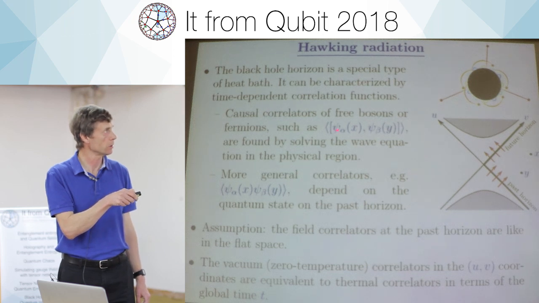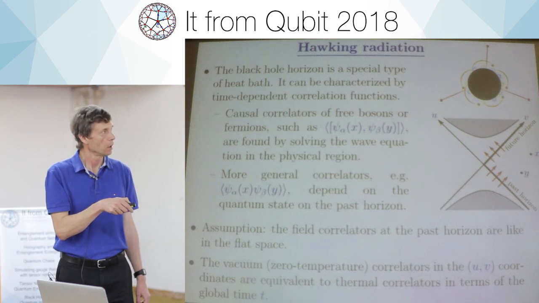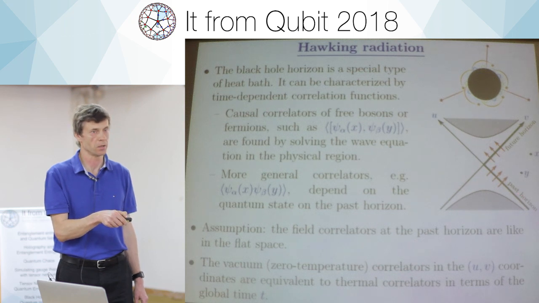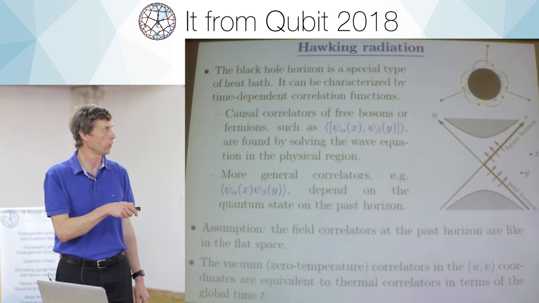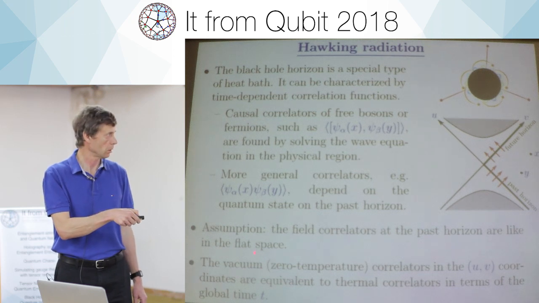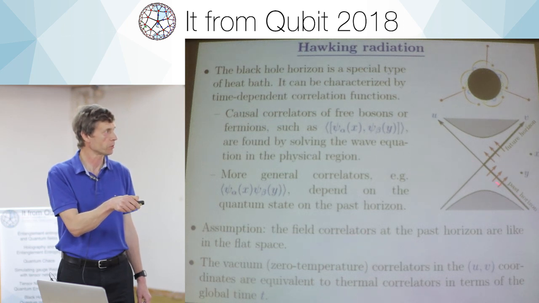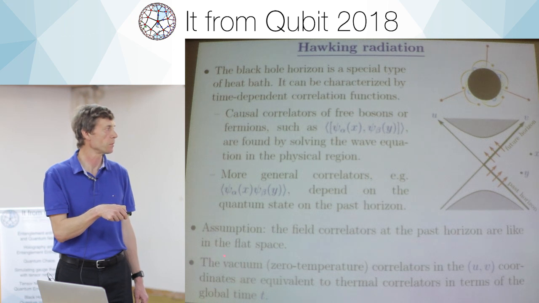So we live in this wedge of space-time, the physical wedge, and if we only consider causal correlators between free fields, then it's sufficient to solve the Heisenberg equation for operators in the physical wedge. If we want to know more general correlation functions, then we need to have some data on the Cauchy surface, which is the past horizon. So if we know the initial condition, the quantum state on the past horizon, evolve it, then we'll know those correlations. And we may assume, it's an assumption, but there are some justifications of this assumption, that the fields on the past horizon are correlated exactly like in flat space.